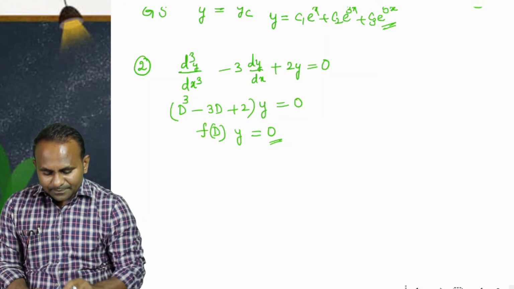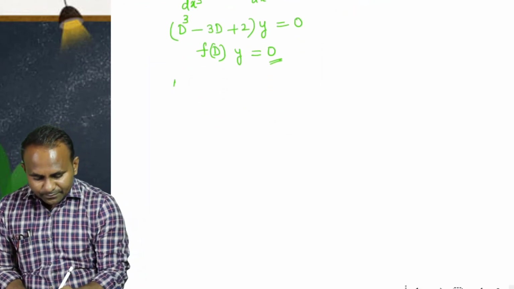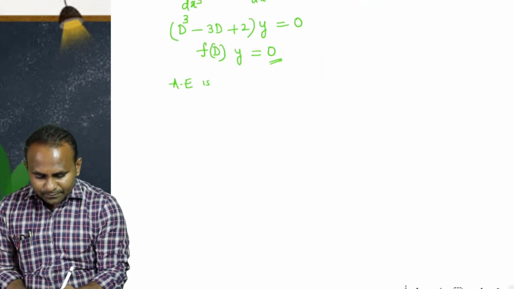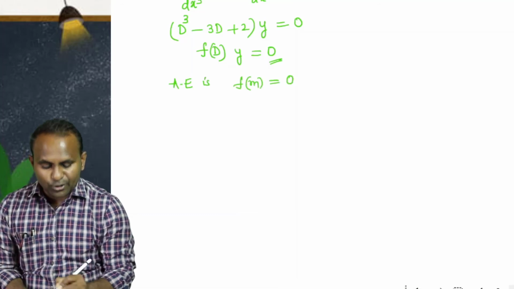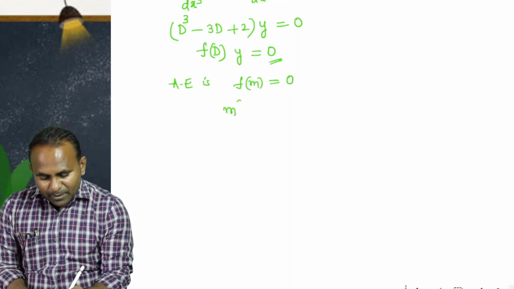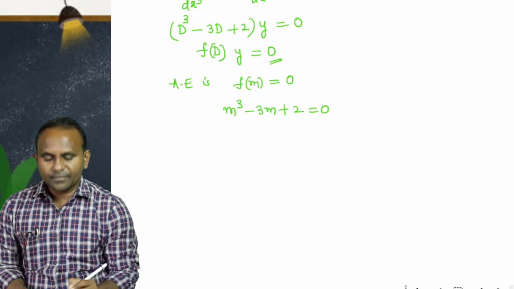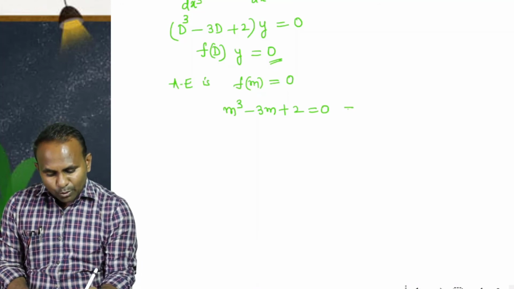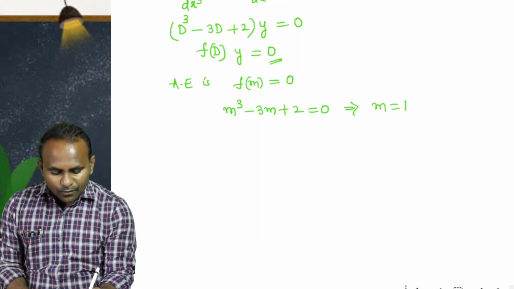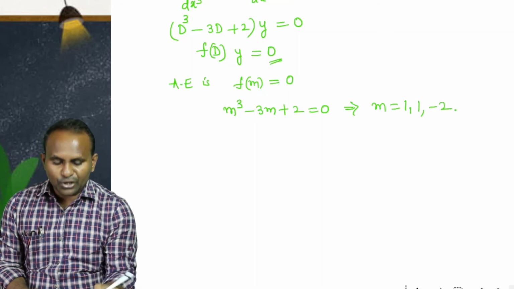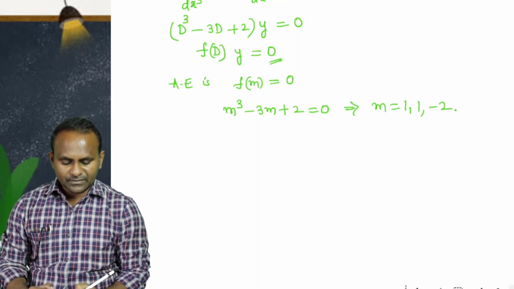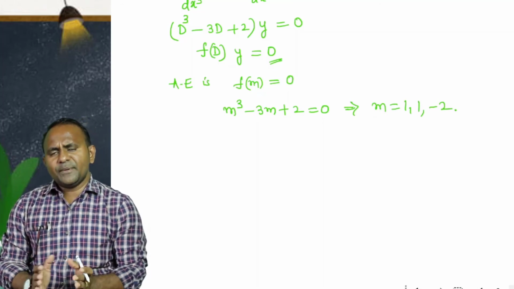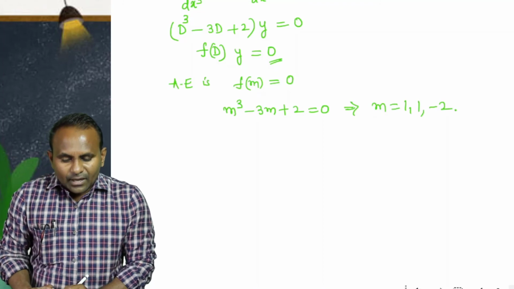Now let us start, as usual, with the auxiliary equation. The simple notation is in terms of x; in terms of m it will be used. That is m cubed minus 3m plus 2 equals 0. This has the roots 1, 1, and minus 2. You can use synthetic division, and you will get these three roots. Of course, you may also use your calculator for that.